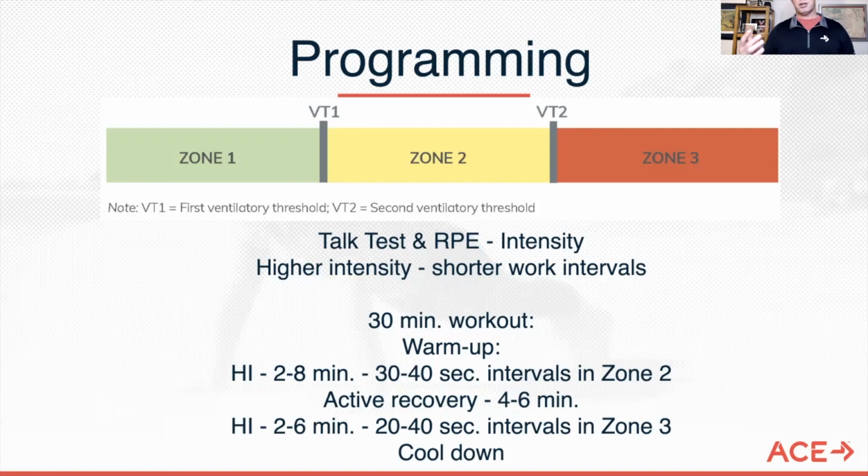Think of it this way. During a class, you want to have about a 2-to-1 work to recovery. So if you're having a client work for about 30 or 40 seconds, they need to recover for about 15 to 20 seconds. So you can have 2 to 8 minutes of 30 to 40 second length intervals in Zone 2. Then you have a little active recovery period.